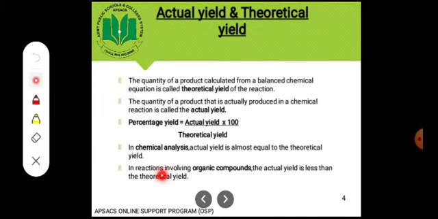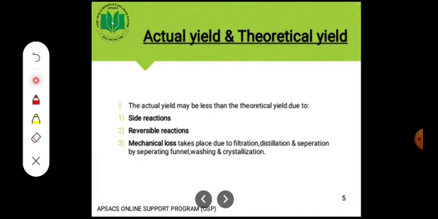But in some reactions involving organic compounds, the actual yield is less than the theoretical yield. Means the percentage yield is not 100%, because the actual yield is less than the theoretical yield. So the actual yield may be less than the theoretical yield due to some reasons.